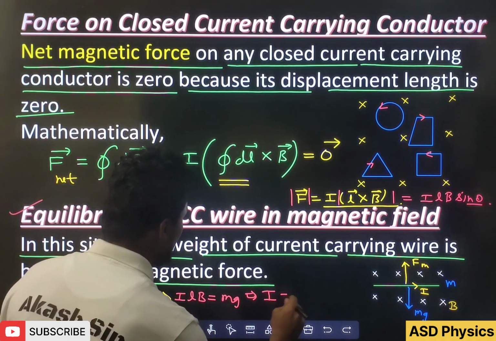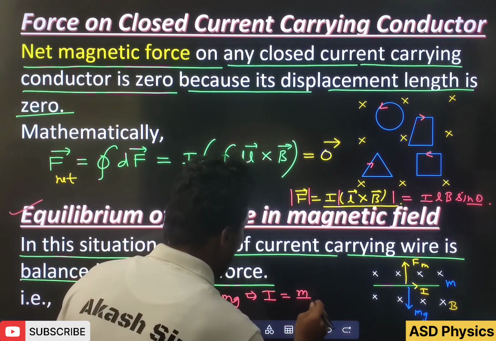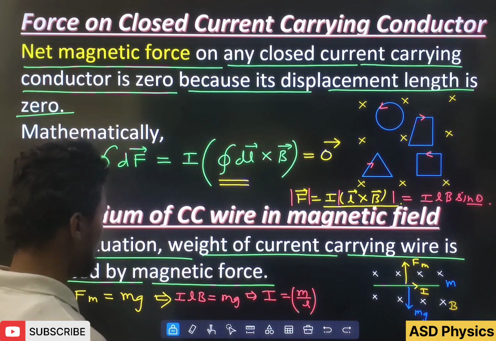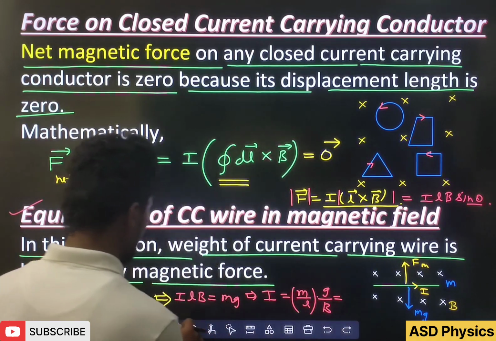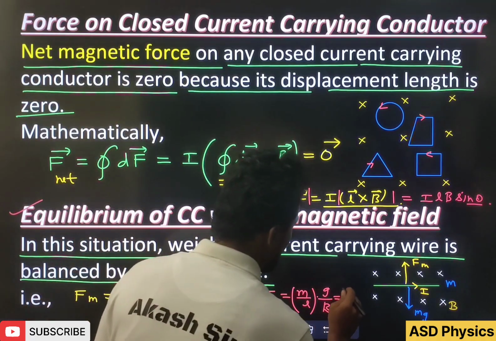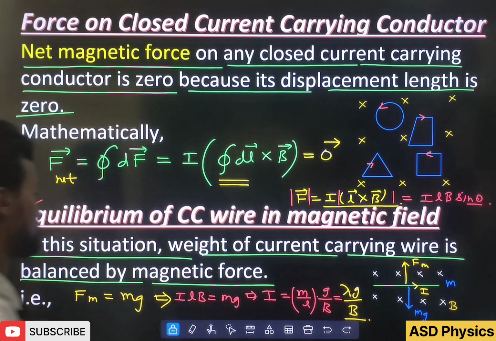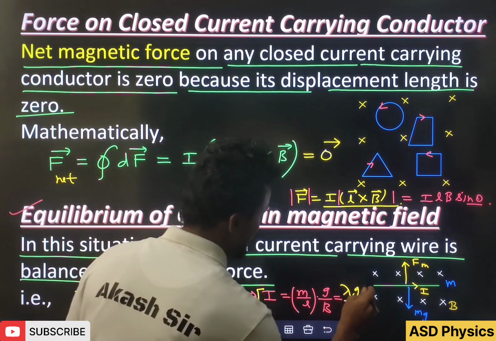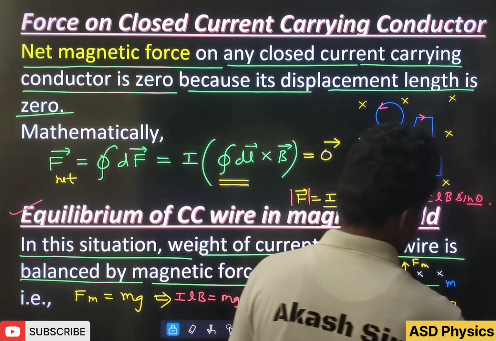Then how much current will flow? Maximum time they will ask this. We can write m by L into g by B. And what is m by L? That is called the mass per unit length or linear mass density. I can write lambda g by B. Remember that, very very important, the current. Let me write it in a bracket also. Remember all these basics, very very important.